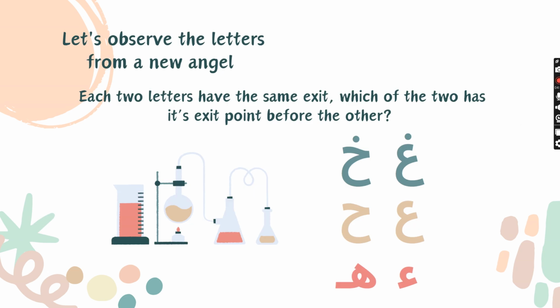Okay, now here, let's observe the letters from a new angle. There is an angle that we haven't discussed yet, and that is rakhawa and hams. Let's pronounce the ghain and the kha and see. Is there air flowing with these two letters, or is there any vibration in the vocal cords? Okay, so let's give it a try.